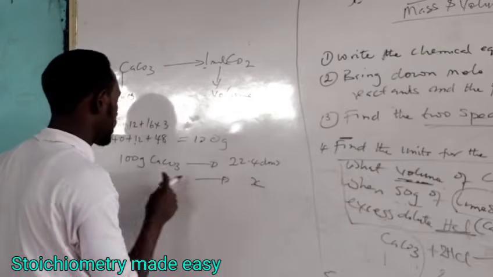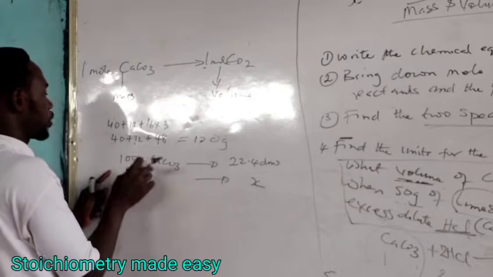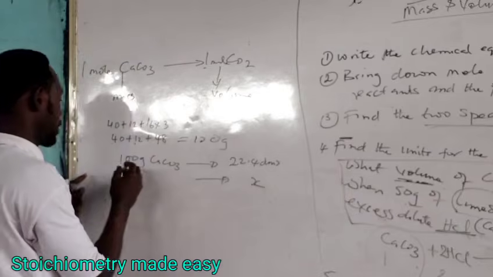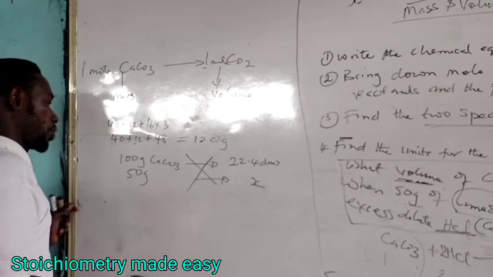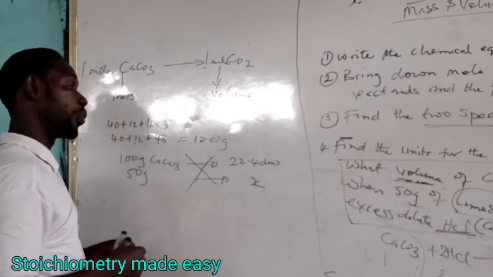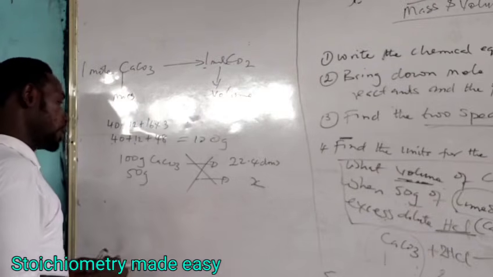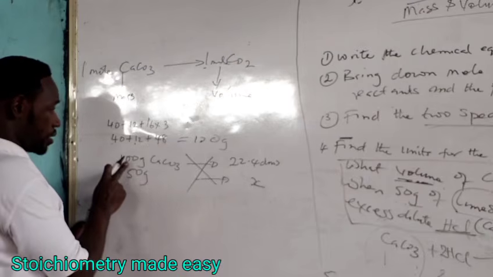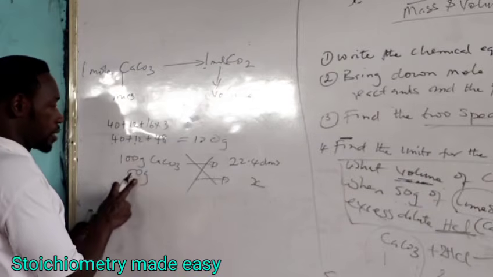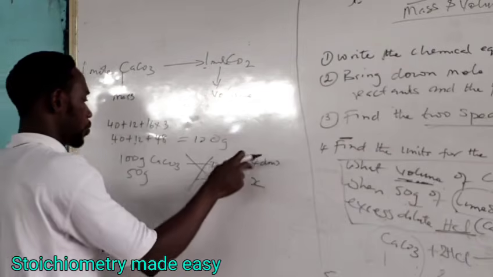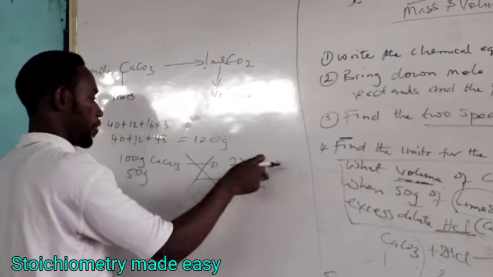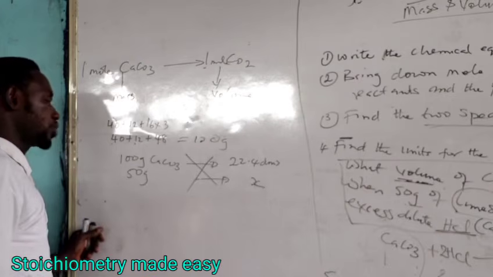Then when you put x, you can add the value they gave us for calcium carbonate. They gave us 50 grams. So with this, you can cross multiply. Our answer should be exactly 11.2. But let's solve. It's very simple. If 100 was reduced to 50, this one will also be reduced to half. Because 100 gives us 22.4, 50 will still give us half of 22.4, which is 11.2.